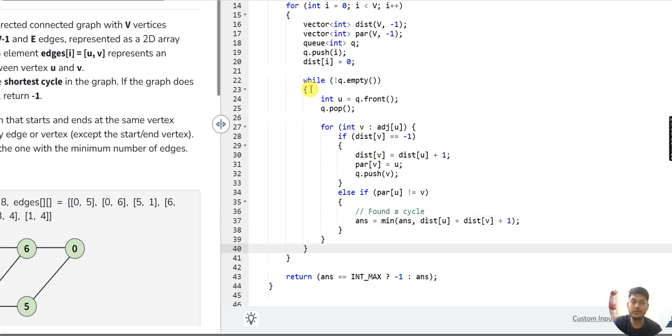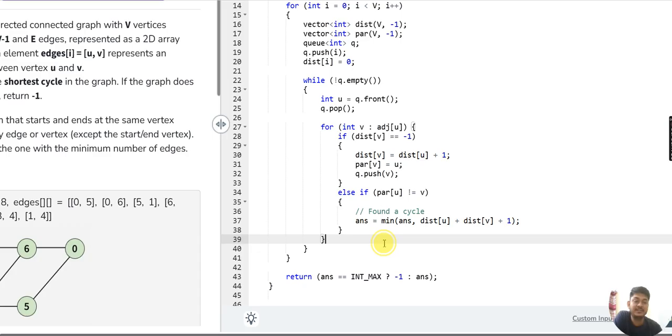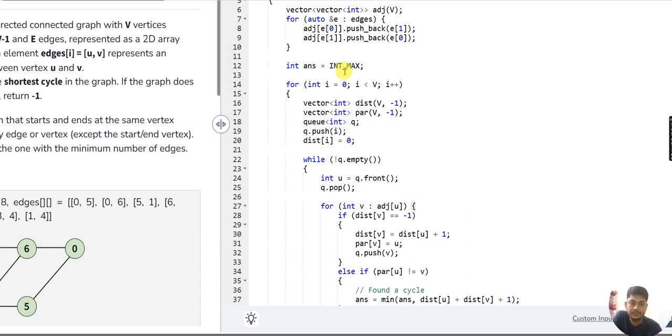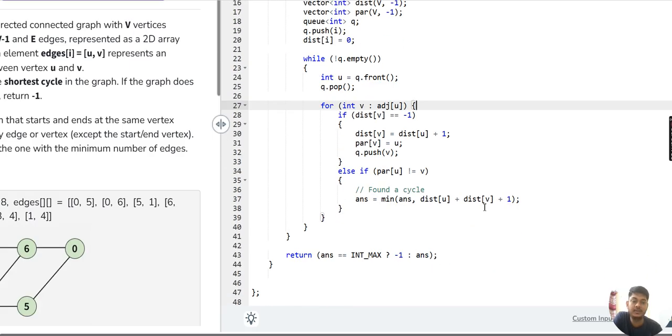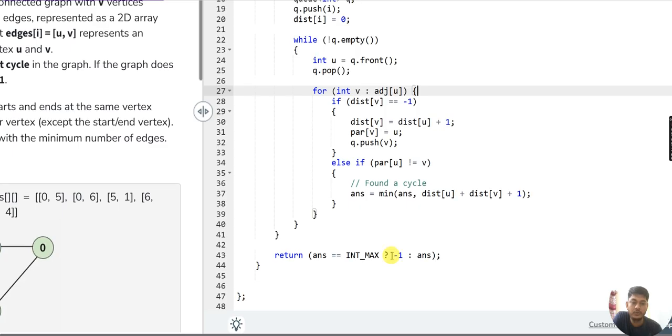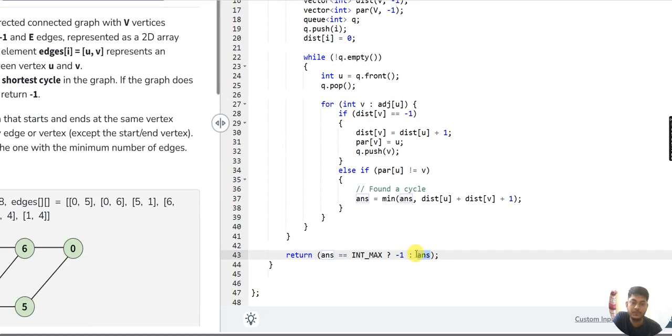After running for all the nodes, we will get our minimum answer, and there might be a possibility that answer is equal to int max. Why is that possible? Because there is no cycle present in the graph. So in that case, we return -1 as the answer. Else we will return the minimum answer.